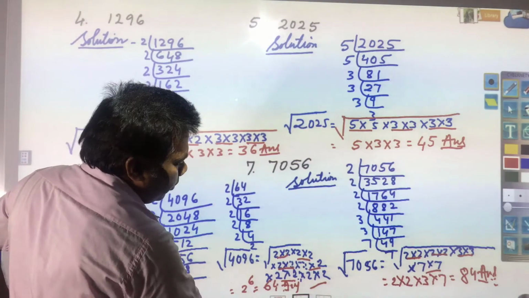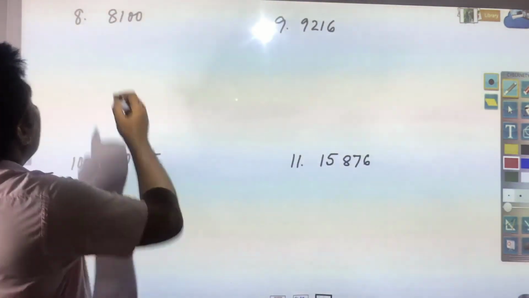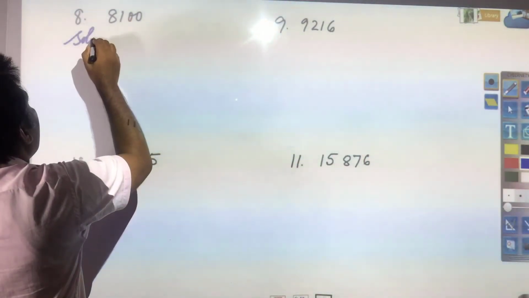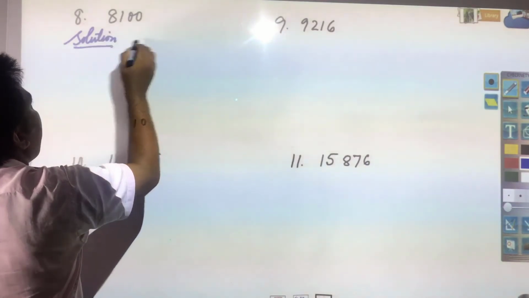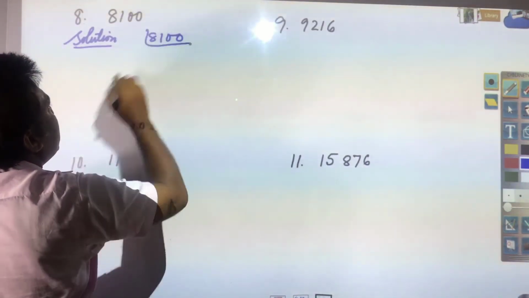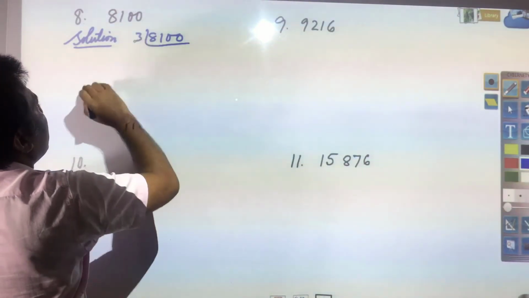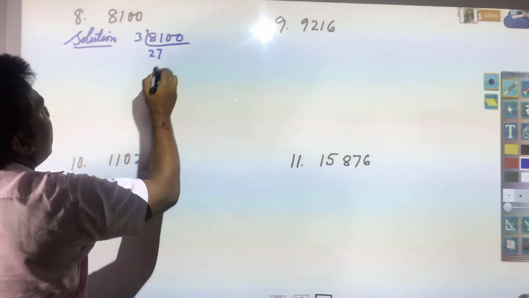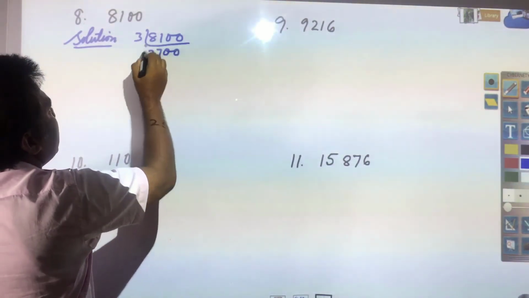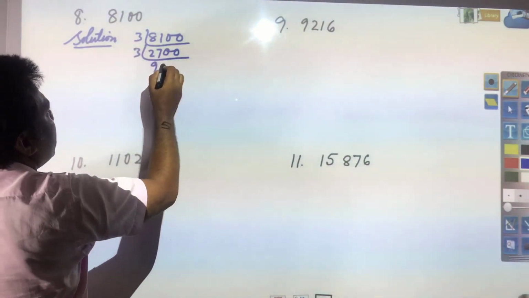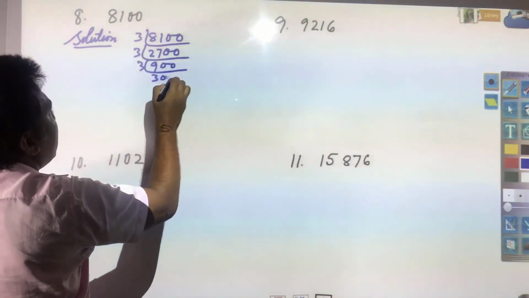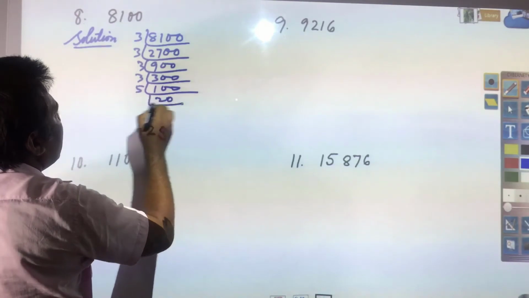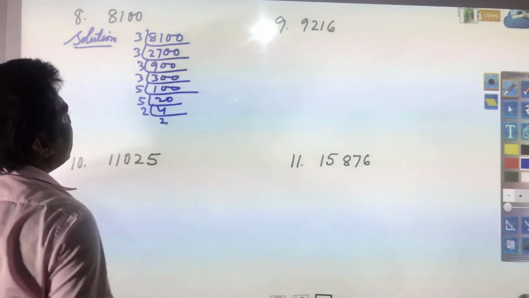Next you see 8100. So easy it is. 3 twos are 6, 3 sevens are 21, and 0 0, 3 nines are 27, 3 threes are 9, 3 ones are 3, 5 twos are 10, 5 fours are 20, and 2 twos are 4.